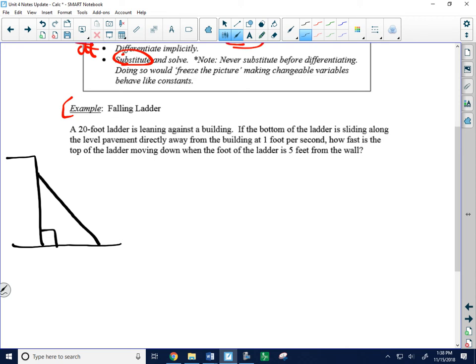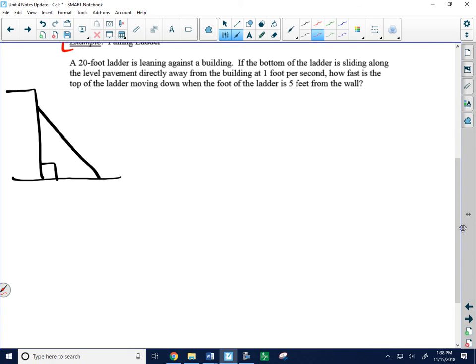I'm not going to put 20 in. So you might want to label it, like, don't label 20 yet. It will be. It's not there yet. Here's what's happening. If the bottom of the ladder, so here's the bottom of the ladder, is sliding along the pavement away from the building, so that the bottom there is sliding away, it's going at 1 foot per second. I'm just going to write here 1 foot per second. At one moment in time, it's at 1 foot per second. It'll change. It's a rate of change.